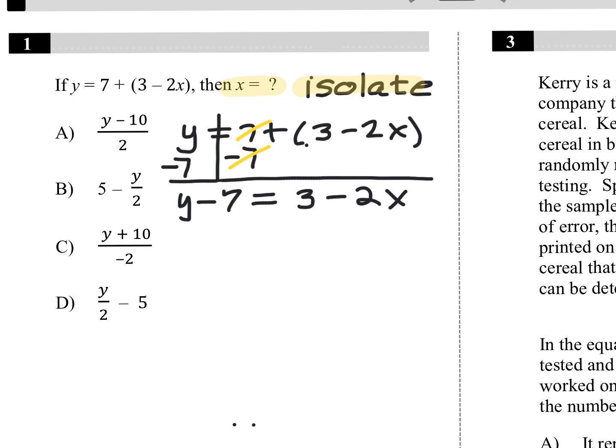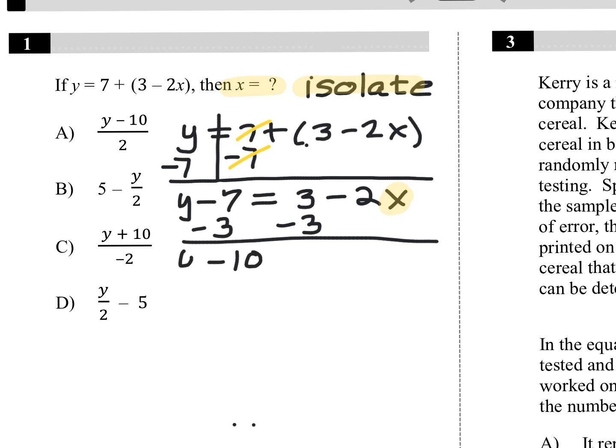So the next step that I need to make to get that x isolated is I'm going to take away this 3 with a negative 3. And I need to do it on both sides. And in this case, I can combine a negative 7 and a negative 3 because they're both numbers. So that is going to become negative 10.